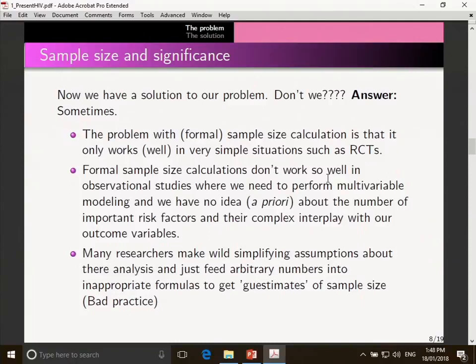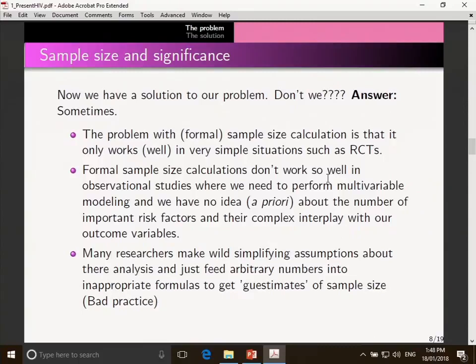How do people get around this? They often trick their institutional review board or their ethics committee. That's how they get around it. They put the simple formulas in and they make up some numbers. It looks like good science, so therefore it must be good science. Okay? That's not a good approach. It's not a good approach at all.